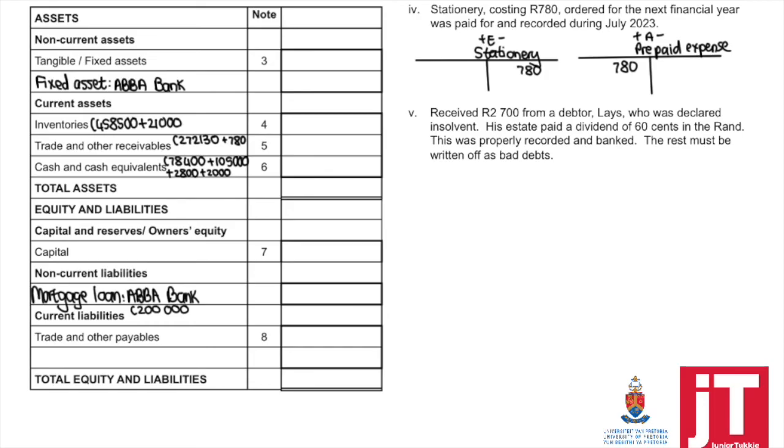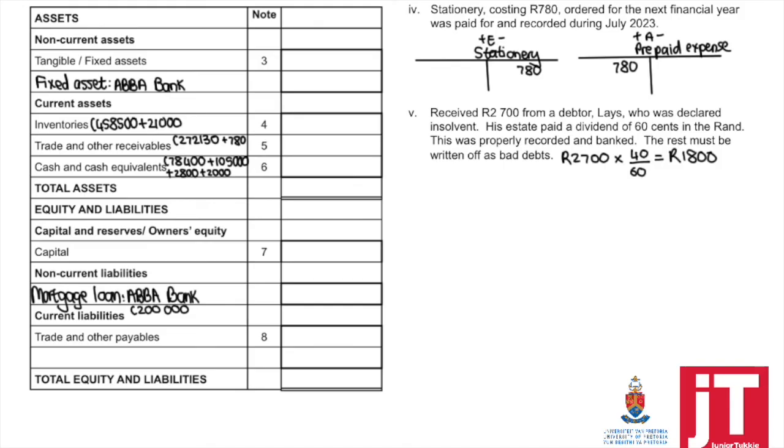Received 2,700 from a debtor who was declared insolvent. His estate paid a dividend of 60 cents in the rand. This was properly recorded and banked. The rest must be written off as bad debts. This means, be careful. We've already received 2,700 and it was recorded. What we have not yet recorded was the bad debts, which should be written off.